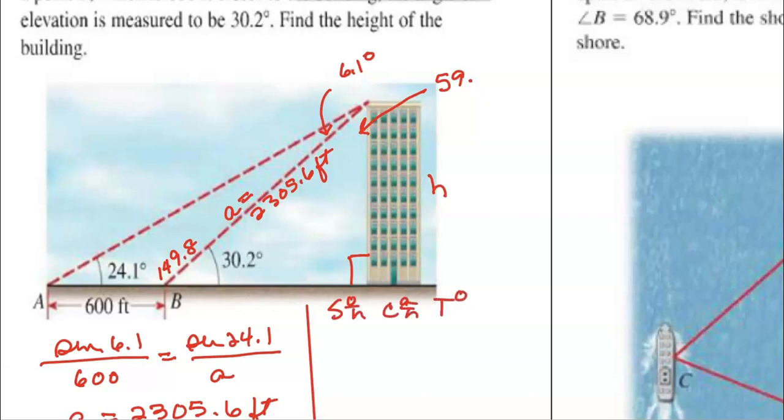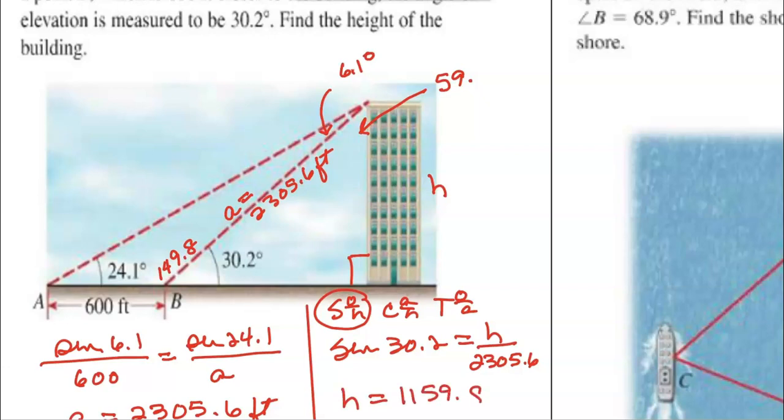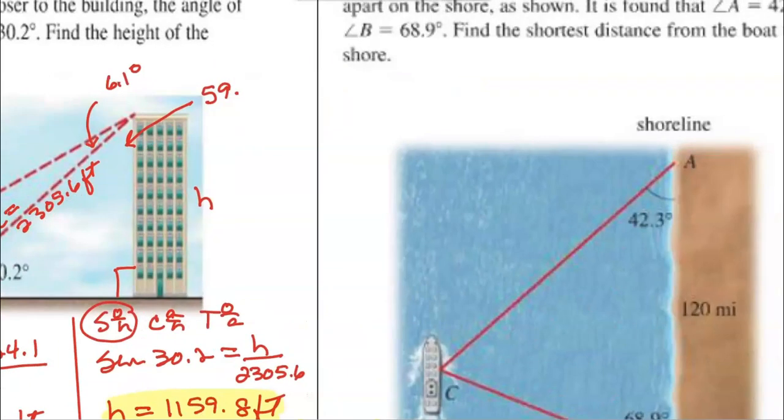And I have an angle. From that angle's perspective, I need the opposite, and I have the hypotenuse. Opposite over hypotenuse is going to be sine. The sine of 30.2 equals opposite, which is what I'm looking for, over 2,305.6. Using those numbers, I get a height of 1159.8. And this is in feet, and that's my answer. So you may want to go back through and really think about this. This is a lot of stuff for you to study and digest.